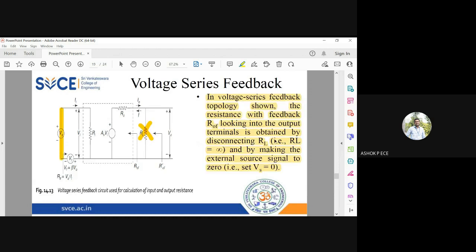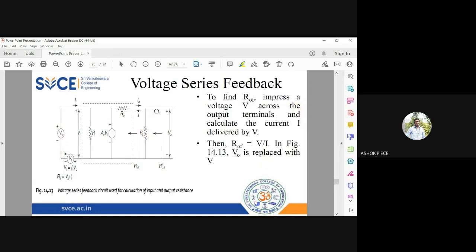Since we have put Vs equal to 0 at the output side, I'll be exciting the output side by a voltage capital V, and I'll be finding what is the current delivered because of this voltage source capital V. So name the current to be I. So R naught F is going to be V by I. Is it clear? That is the logic we are going to be using for finding out the output impedance.